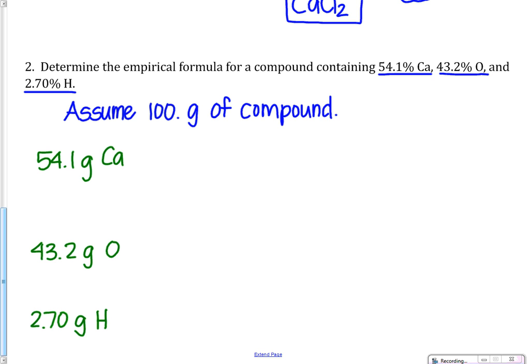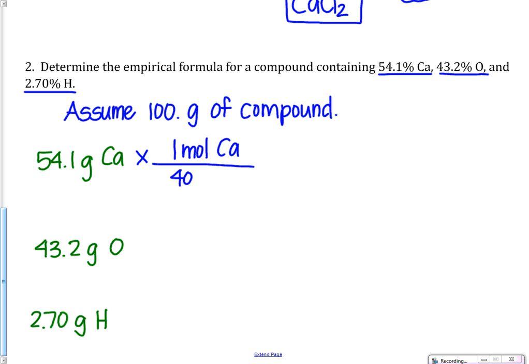So once you know that you can change your percents to grams pretty easily, then the next step is to just convert all of these to moles. So you're going to use your periodic table, and you're going to look up the molar mass of each one of these. For calcium, 40.08 grams goes into 1 mole. And when you take 54.1 and divide by 40.08, you should get 1.35 moles of calcium.